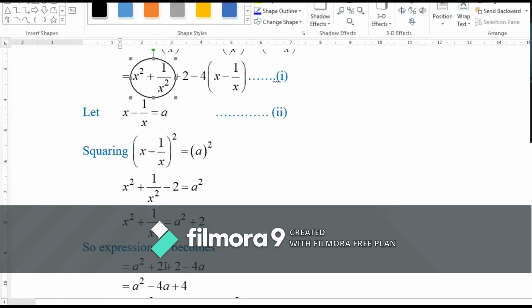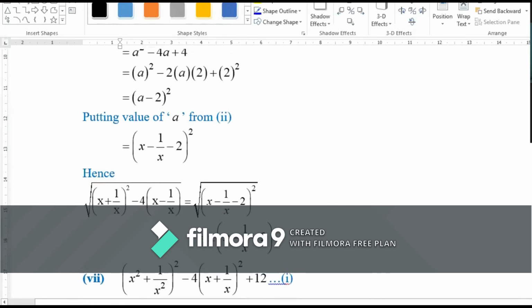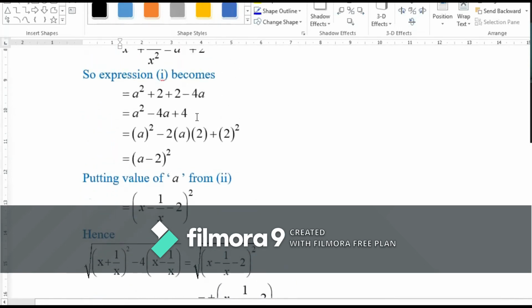So a square plus 2 is the value of x square plus 1 over x square, plus 2, as it is, minus 4, and this whole part is taken as equal to a. So we have converted the whole expression into the form of a quadratic equation. Once this quadratic equation is generated, the whole question is converted into the form of the first 5 parts, like in the first 5 parts where we have seen questions in this form.